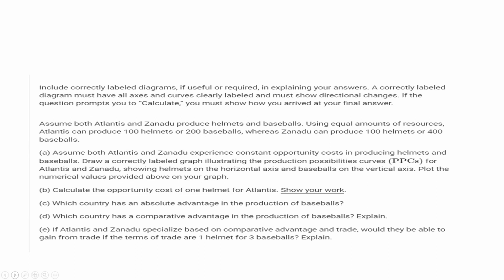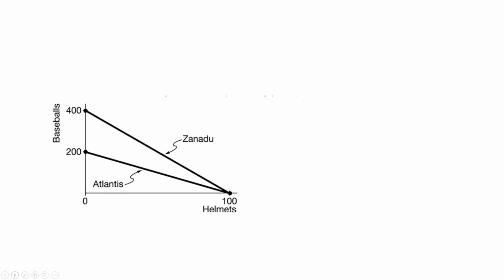Anyone feel they have E? Jonathan, do you want to explain E? What you did is you looked at the opportunity cost of making one helmet. So for Atlantis, one helmet is equivalent to 2 baseballs, and for Xanadu, one helmet is equal to 4 baseballs. So you want any number that's in between 2 and 4. 3 is in between 2 and 4. That should be a fair value. Does that make sense? Does everyone, because they ask that a lot.